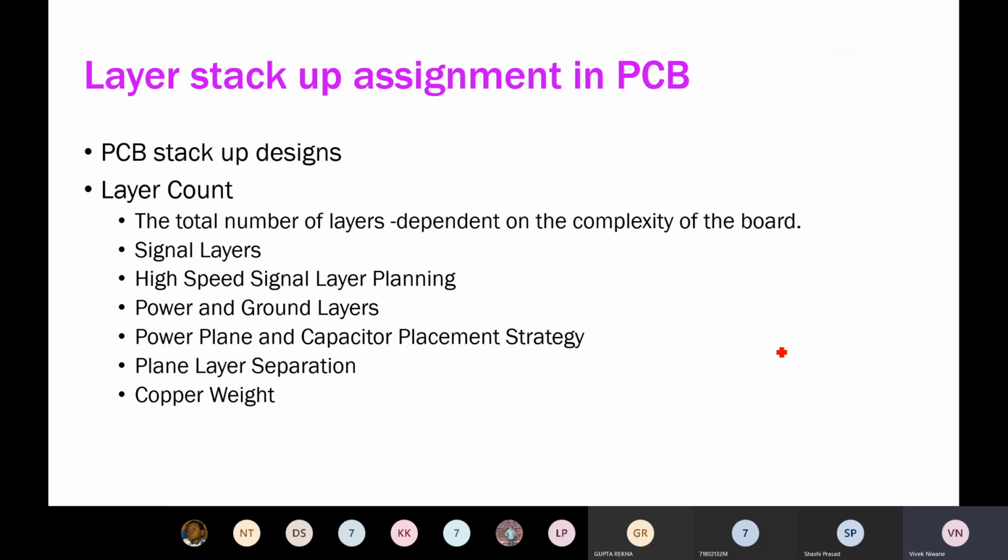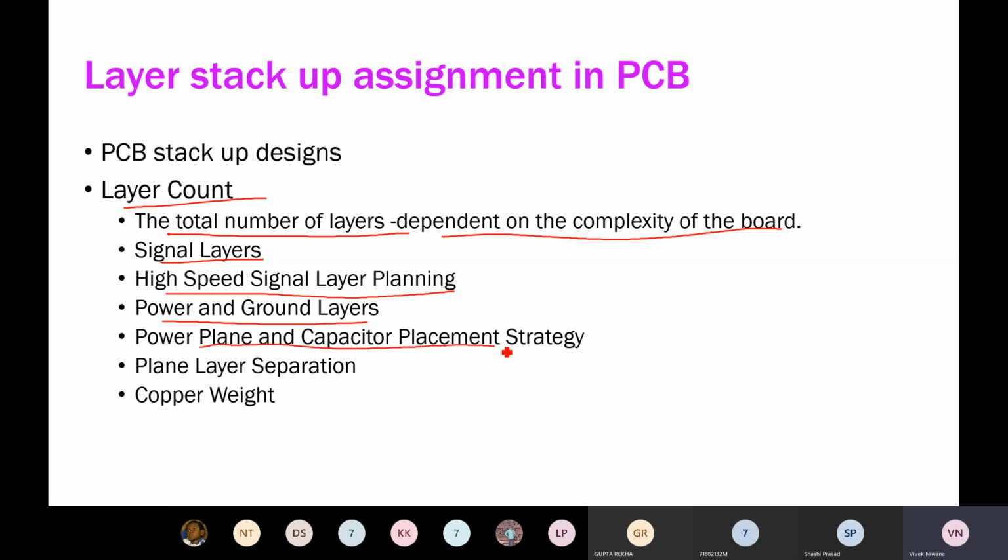Then layer stack up assignment in PCB means multiple layer PCB. So we have to think about the layer count, which depends on the total number of layers, which is dependent on the complexity of the board. Then how many signal layers there are, then high speed signal layers planning is necessary because those are going to create the interference. Then we have to think about the power and ground layers.